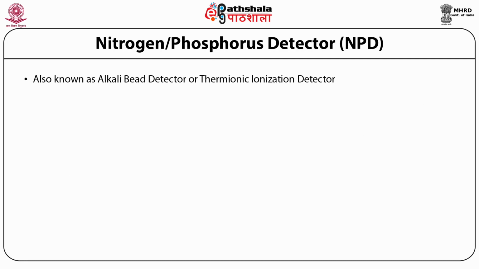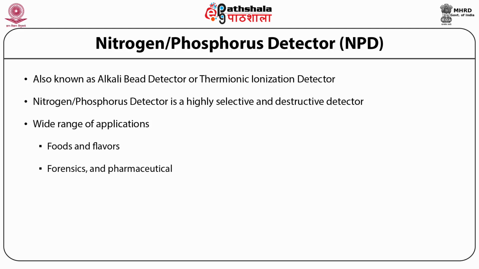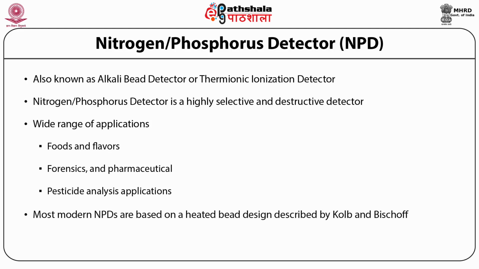The alkali bead detector, also known as the thermionic ionization detector, is also commonly known as the nitrogen phosphorus detector. This detector is a highly selective, destructive detector that finds wide use in food, flavor, forensics, pharmaceutical and pesticide analysis applications. Most modern nitrogen phosphorus detectors are based on a heated bead design described by Kolb and Bischoff.